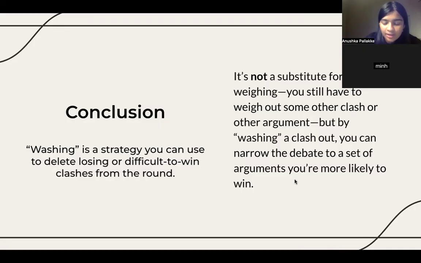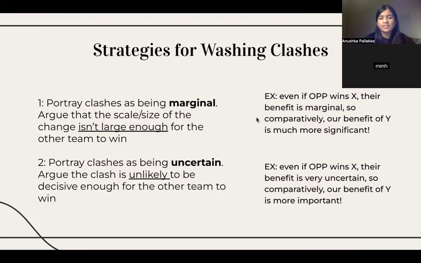But yeah. Okay. So there's a couple of strategies for washing clashes. Here we see that we can portray clashes as being marginal, and we say that the scale or the size of the change isn't large enough for the other team to win. So this is very strategic if even within the washed argument, one side has a marginal upper hand. So we can say, okay, even if the opposition side wins this argument, their benefit is so negligible or so marginal that comparatively our benefit of something else is just more significant.